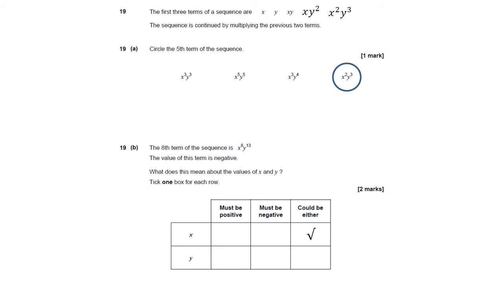But then if x to the 8 is positive, and we need to multiply this by y to the 13 to get a negative number, then y to the 13 must be negative, and the only way we can get y to an odd power to be negative is if y itself is a negative number.